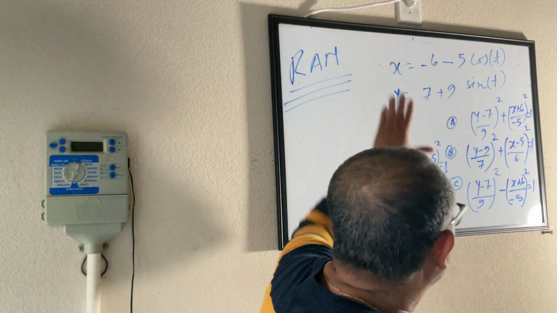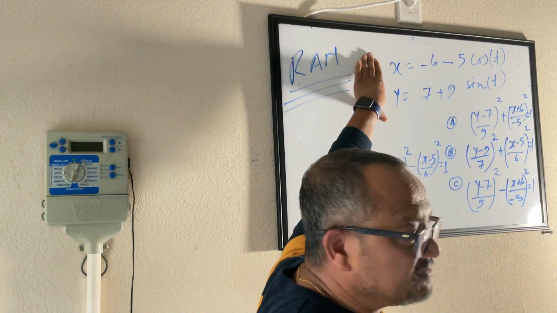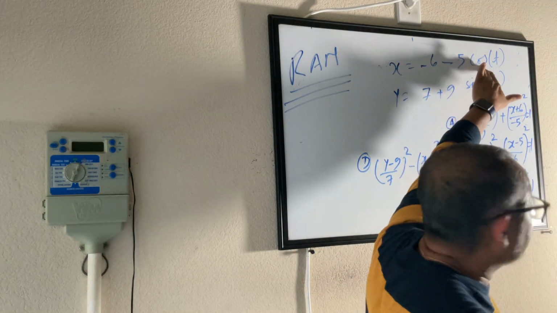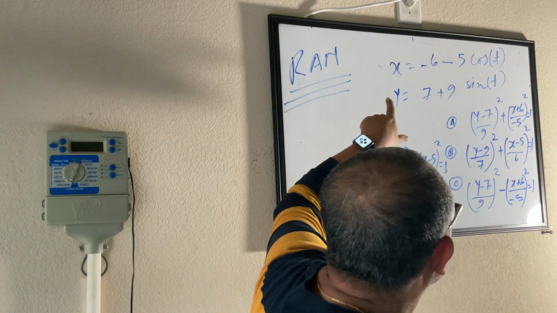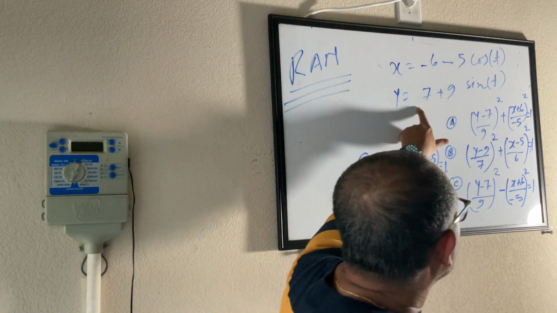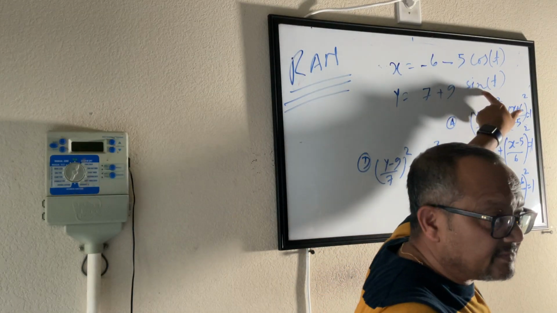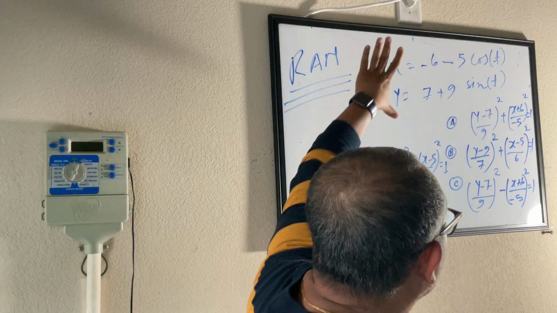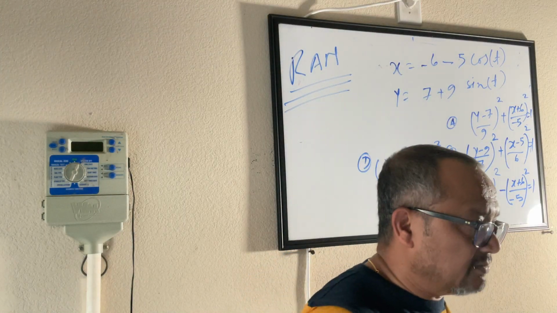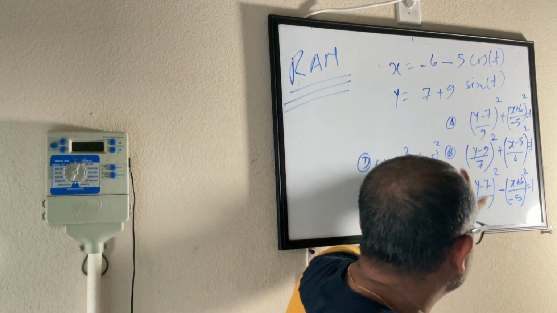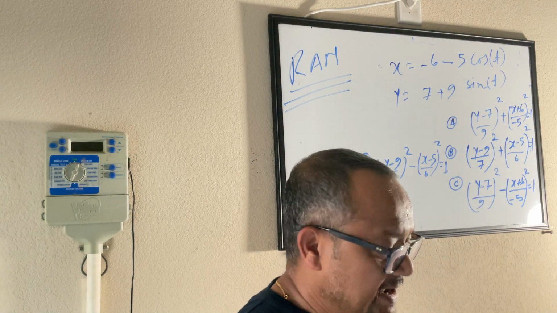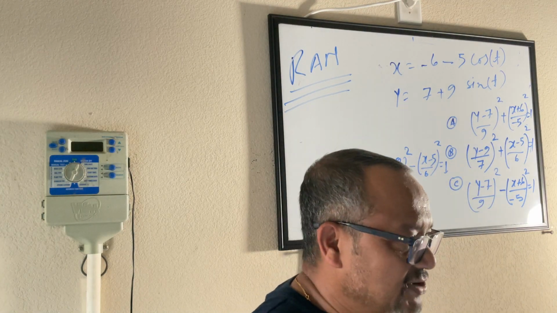Okay. You have two parametric equations. First one says x equals minus 6 minus 5 cos t. And second one says y equals 7 plus 9 sin t. And then you have to convert this into a rectangular form. And you are given four options: A, B, C and D. And I am not reading it, okay? Because if I read it, it will be difficult for you guys to catch.